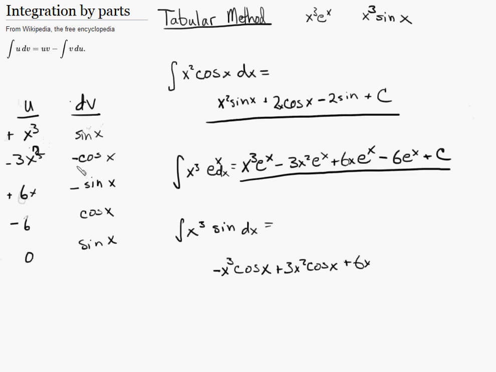Uh-oh, made a mistake. This is supposed to be a sine. So let me erase it and fix it right here. Sine of x. Alright, and then we have plus 6x cosine x minus 6 sine x plus c. And that right there is the integral of x to the third sine x. Thanks to the tabular method, we were able to do our integration by parts much quicker. Thank you.